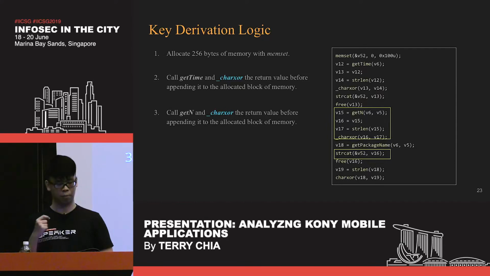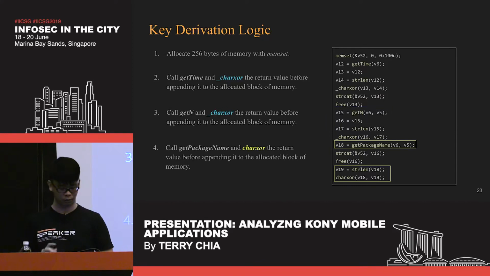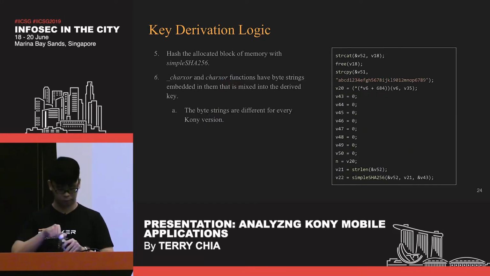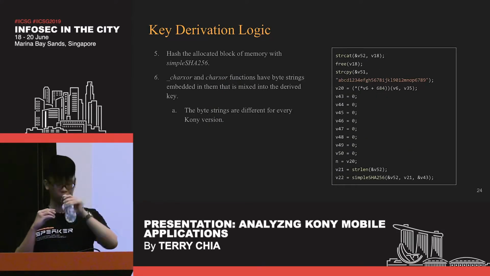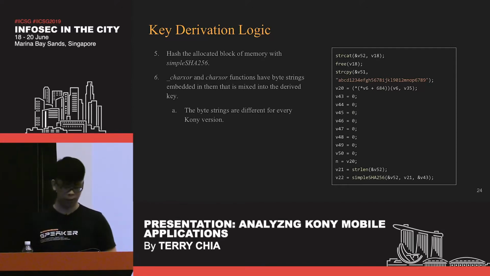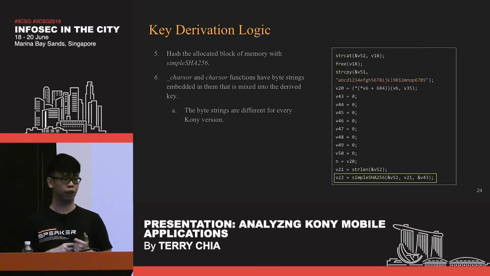It then does the same process, but with another function called the getEnd function. And finally, it calls a function called getPackageName, and it throws it into a different char XOR function before appending that value into the allocated block of memory. Once the key derivation is done, it will finally call a simple SHA-256 function to hash all the allocated block of memory into a single 256-bit key that is used for decryption.